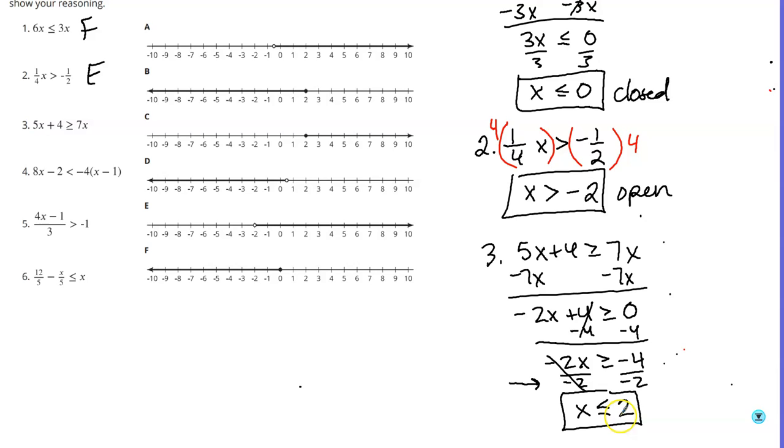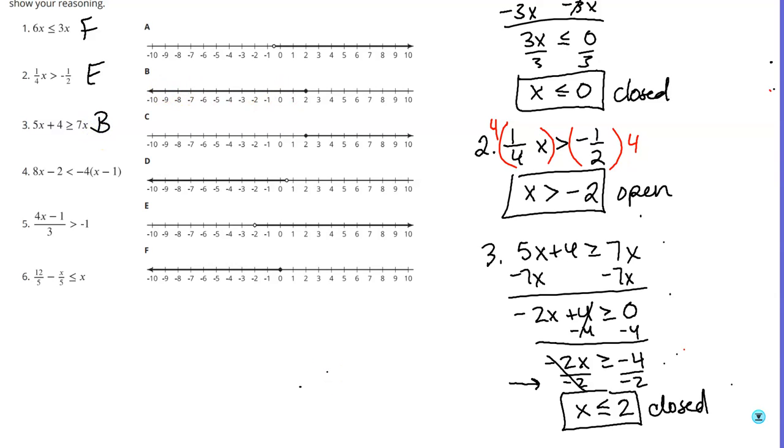Should this one be an open or closed circle on 2? It's allowed to be equal to, so this should be a closed circle. So you're looking for a closed circle at 2. Both of these have closed circles at 2, but there's only one that can be things less than. This is less than or equal to. So the one that's the numbers that are less is this guy, headed that way. So this would be B.